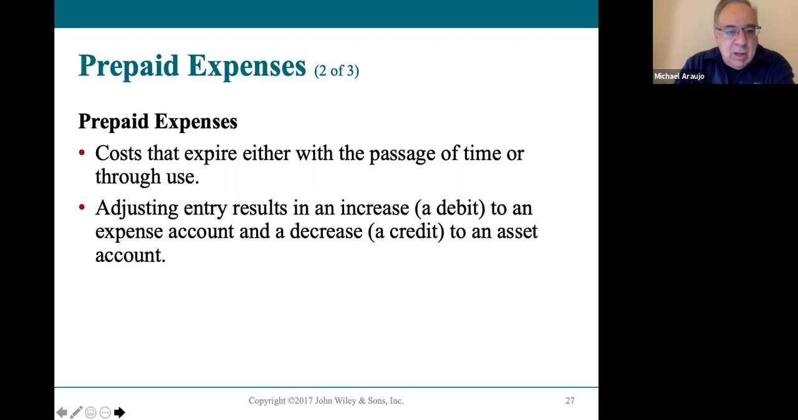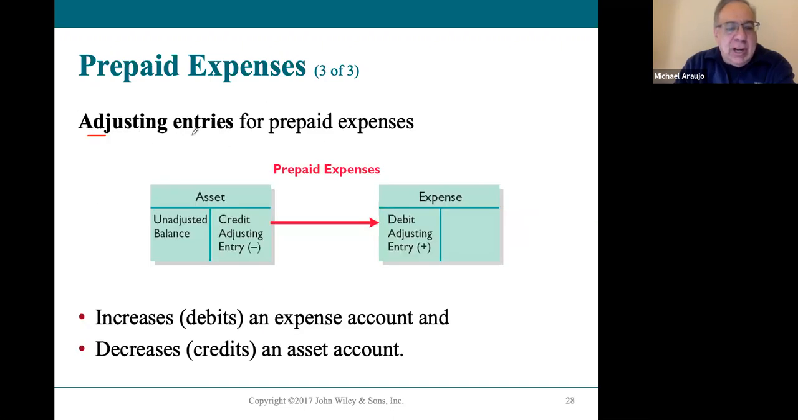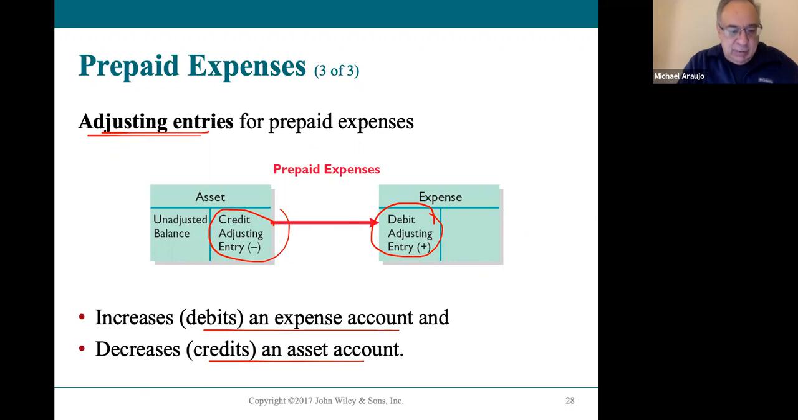Okay. So how do we adjust once we do find that we've used up an asset? What's the adjustment like? Well, it's actually quite simple. We're going to debit the appropriate expense, and then we are going to credit the asset that's affected. And you're going to see three of these explained. So again, debit the expense, credit the asset. And we're going to look at three.